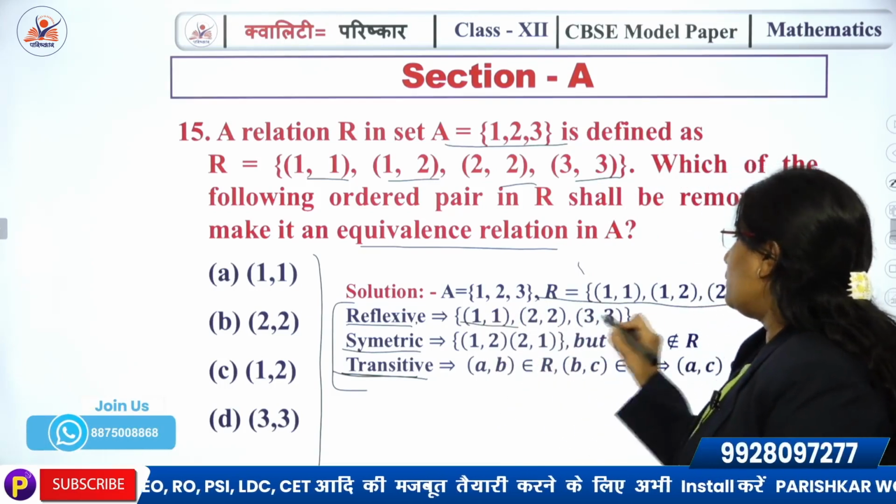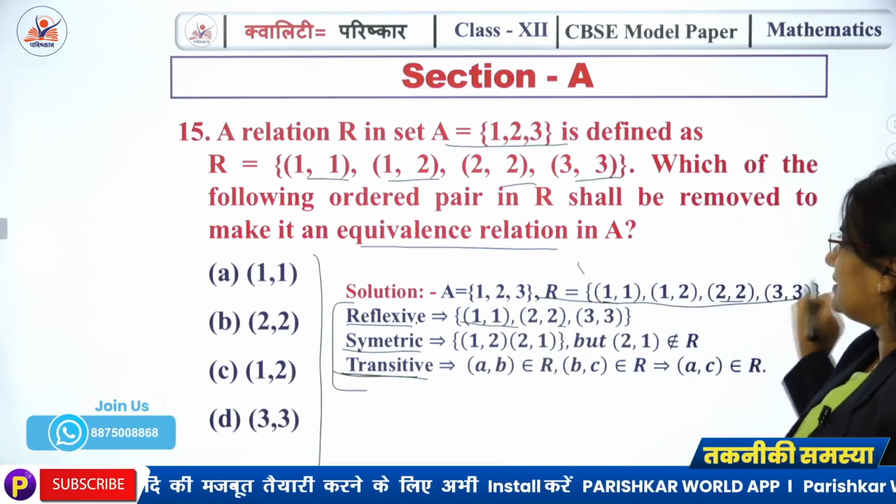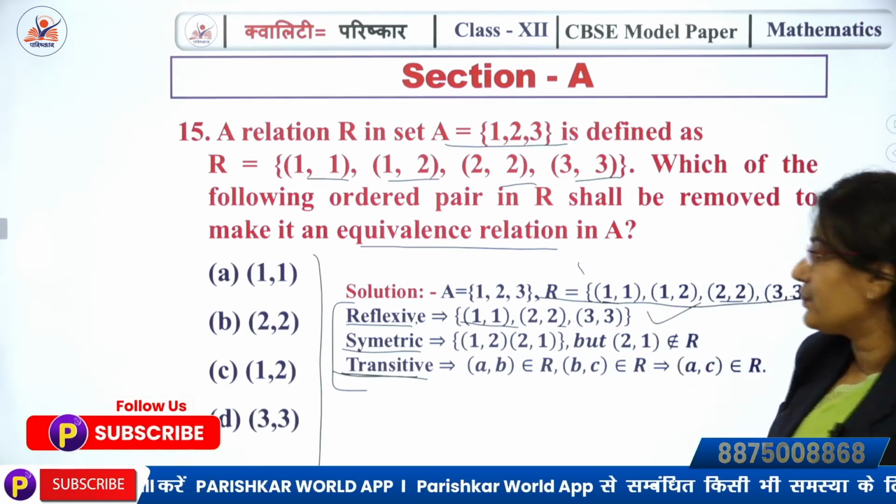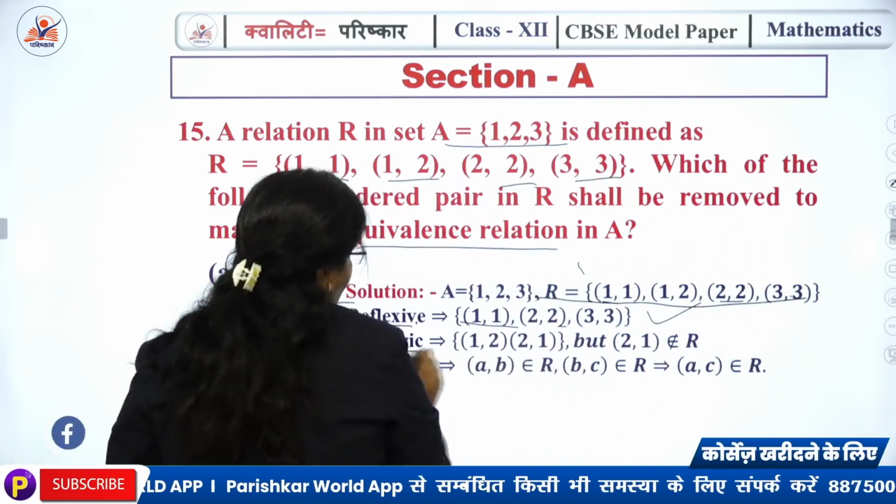Okay, (1,1), (2,2) and (3,3). We see (1,1), (2,2) and (3,3) are in relation R. So the reflexivity is satisfied. Next we'll see the symmetric property.